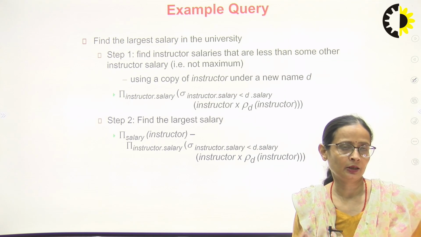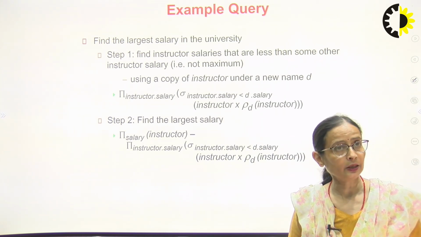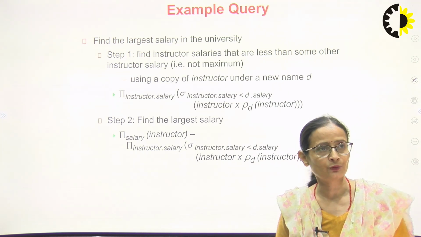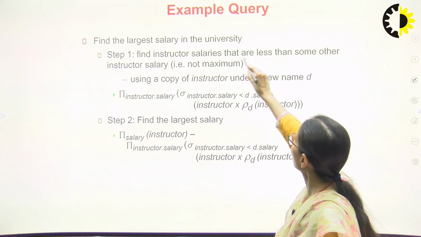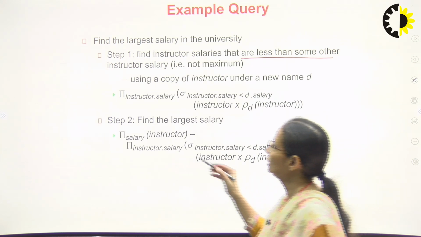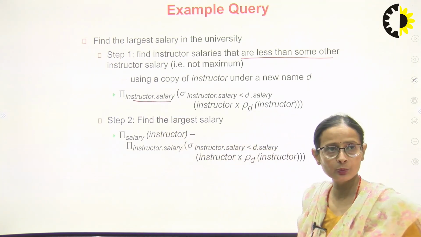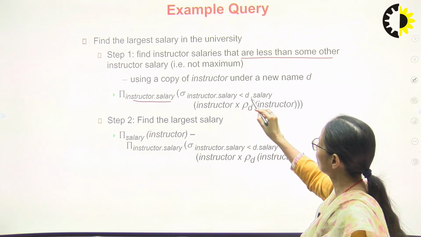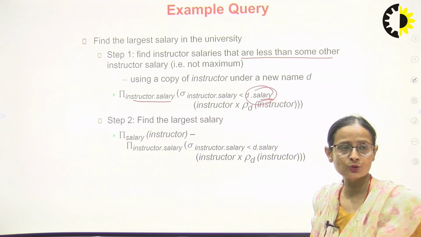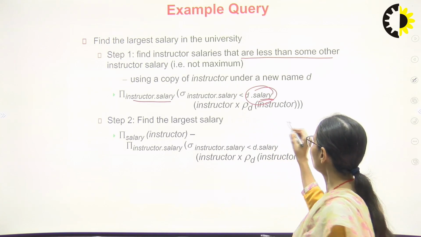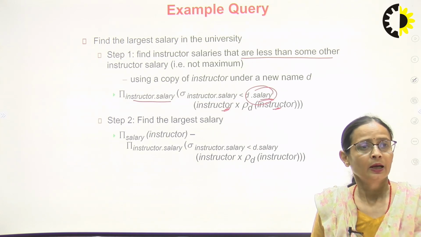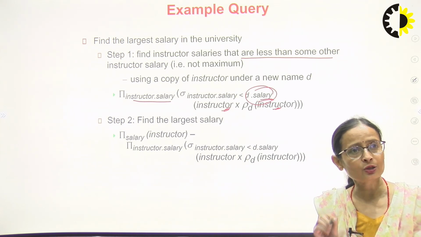So we will learn more about the rename operation with the help of a query. Find the largest salary in the university. The very first step is to find the instructor salaries that are less than some other instructor salary. So here we have used instructor dot salary, this attribute we want, and the instructor dot salary is less than D dot salary. Here we want to use the same relation, so we are using the cross product. Now you cannot do the cross product between the same two tables. If you do, then you cannot identify which attribute belongs to which relation.